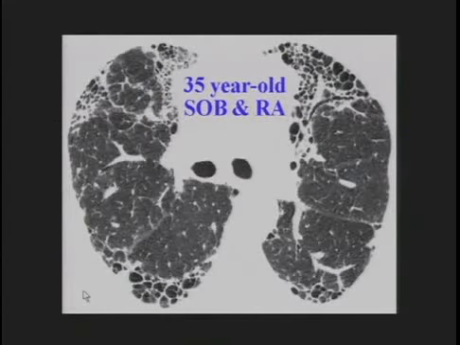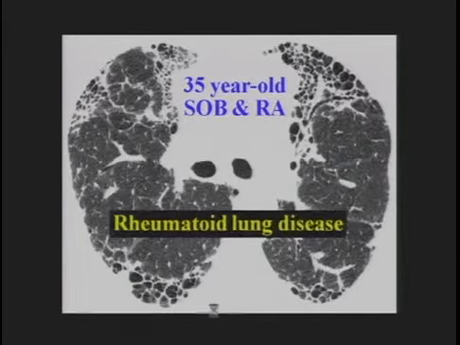Well, here are a couple examples. This is a patient who has great honeycombing. It's subpleural predominant. There's a lot in the lung bases. So this is a UIP pattern, but this patient has rheumatoid arthritis. So this cannot be IPF because he has an associated disease, and we would call this rheumatoid lung disease.